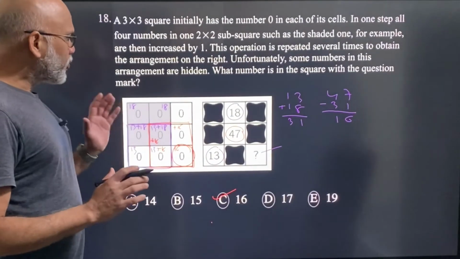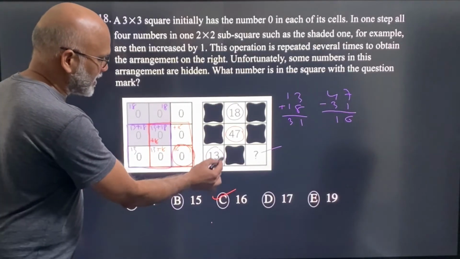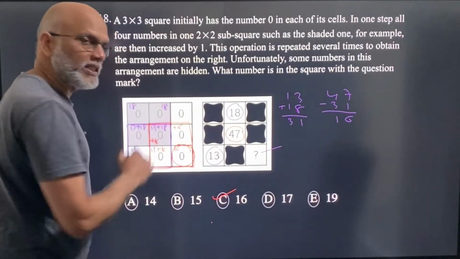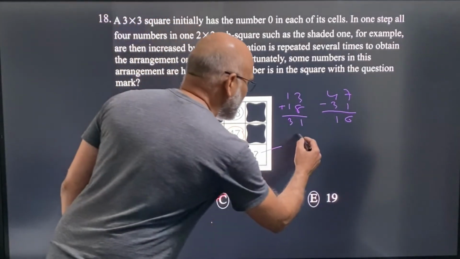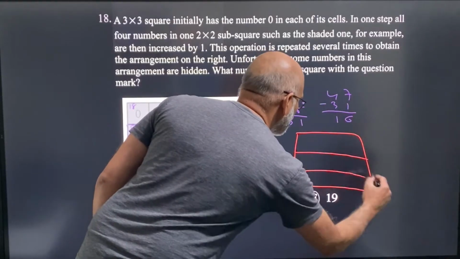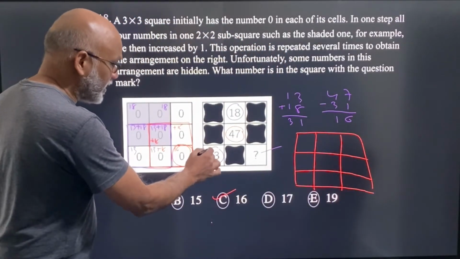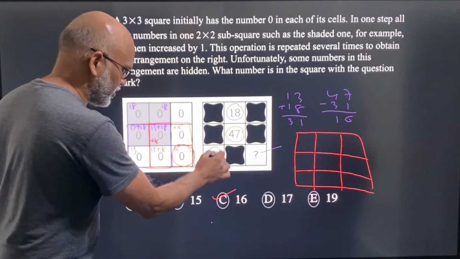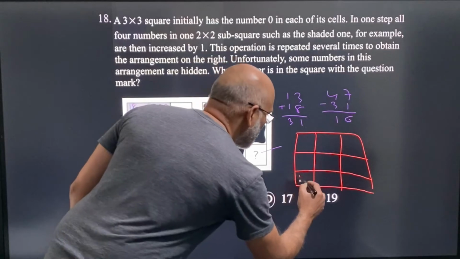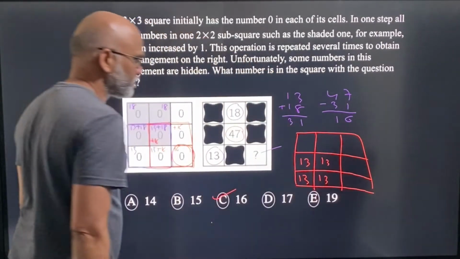All right. One question you may have here is, first I took care of this cell 13, and then I went to 18, right? Why not 47? So let me try that. Let me draw it again here. So first I want to take care of 13. That makes sense because the 13 can go with only this square. There is no other choice. So 13, 13, 13, 13.